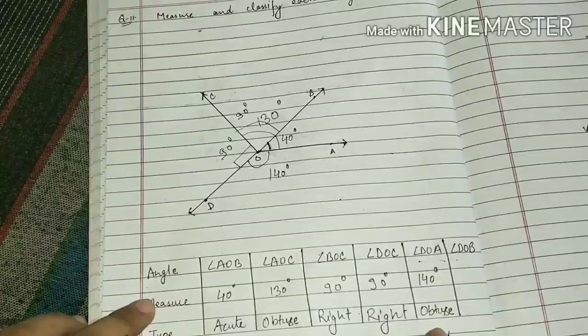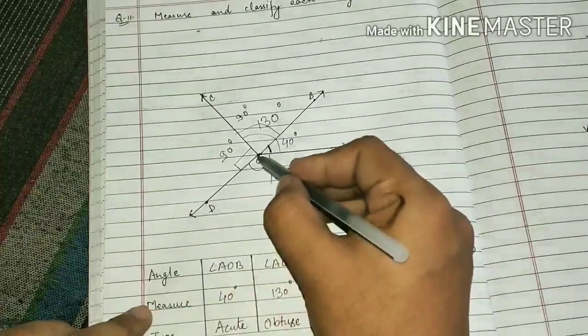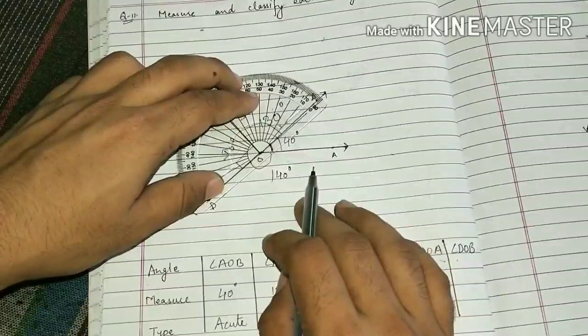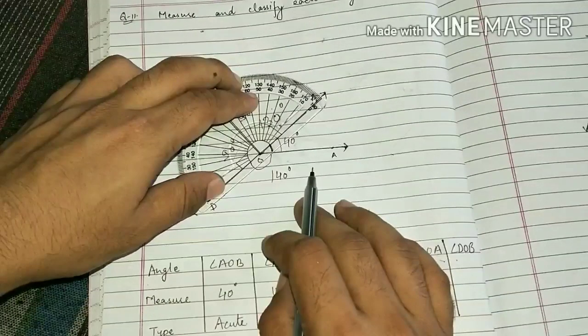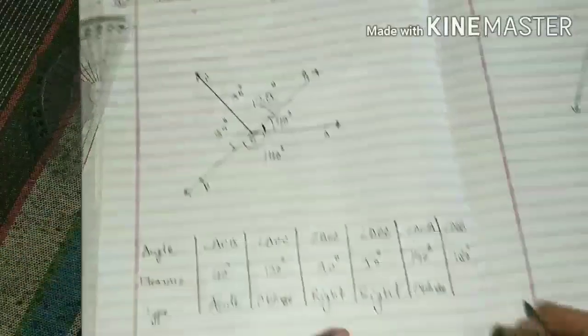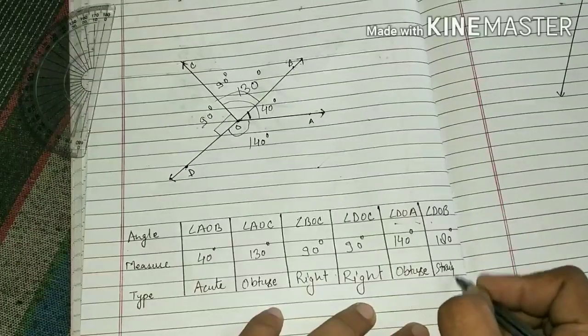Okay. Now we have to find the angle DOB. Where is angle DOB? So what is the measurement of angle DOB? See, it is of 180 degree. Okay, 180 degree. Then if the angle is 180 degree, what type of angle it is? It is a straight angle.